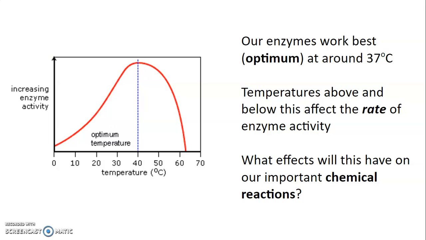So once an enzyme is denatured, it's ruined. And that's what happens when we get too hot: enzymes are denatured and they can no longer bind to substrates and do their job.